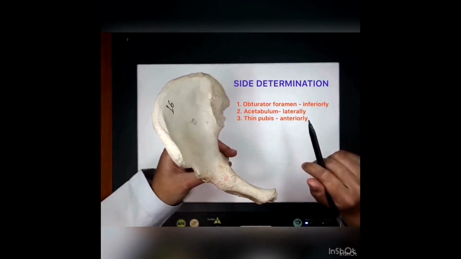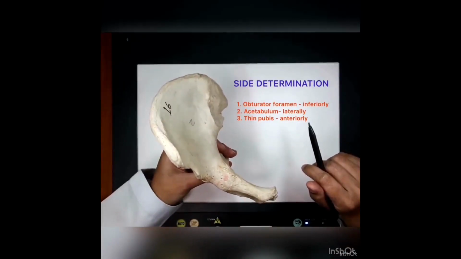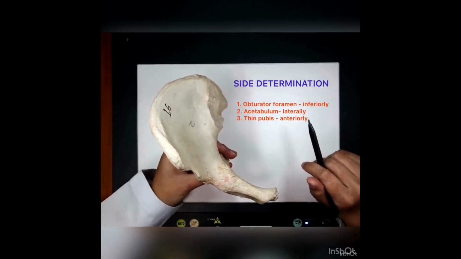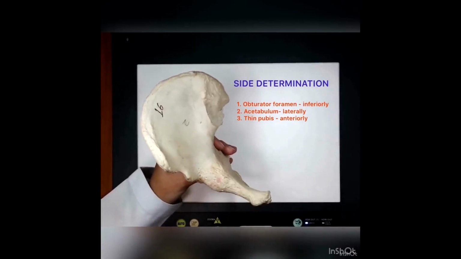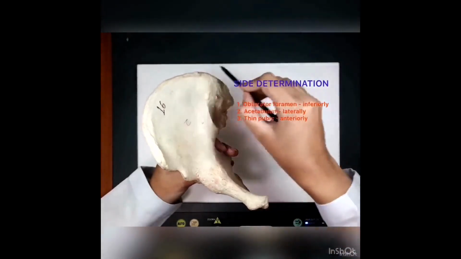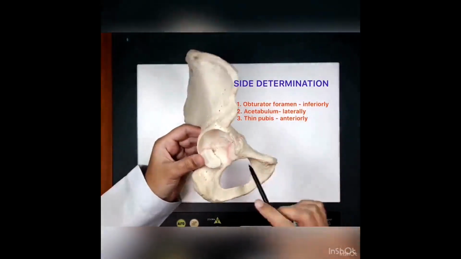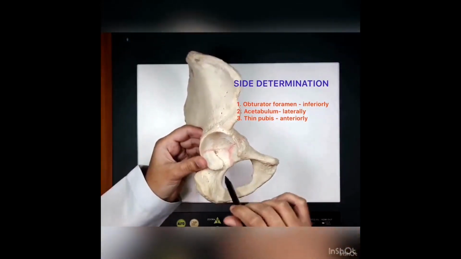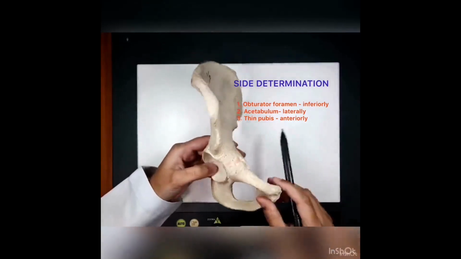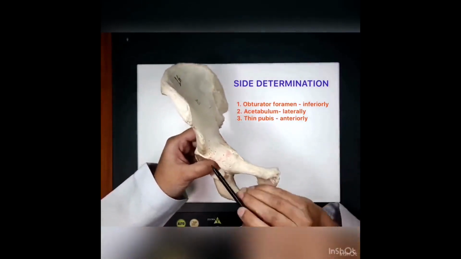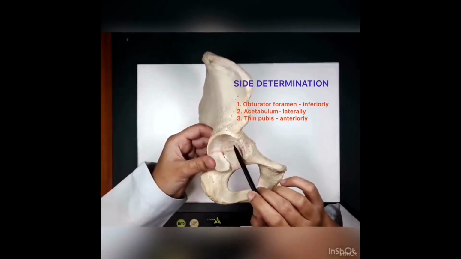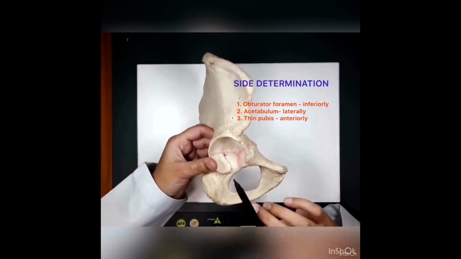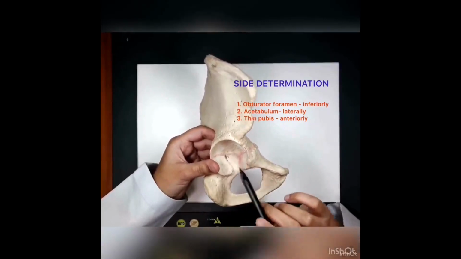Now, how to determine the side of this bone? To determine the side of this bone, you should know the three dimensions: which is superior, which is inferior, which is medial, which is lateral, which is anterior, which is posterior. So this expanded part lies superiorly and there is a foramen. This foramen is known as the obturator foramen. It lies inferiorly. The second dimension is the medial-lateral. This acetabulum lies on the lateral side because it forms the hip joint. The head of the femur comes here and forms the hip joint.